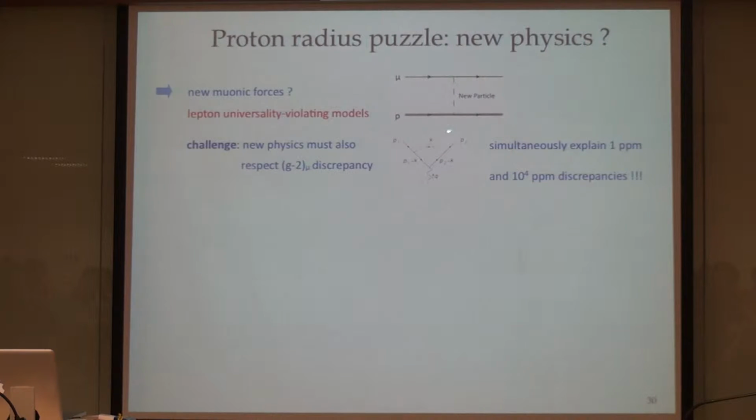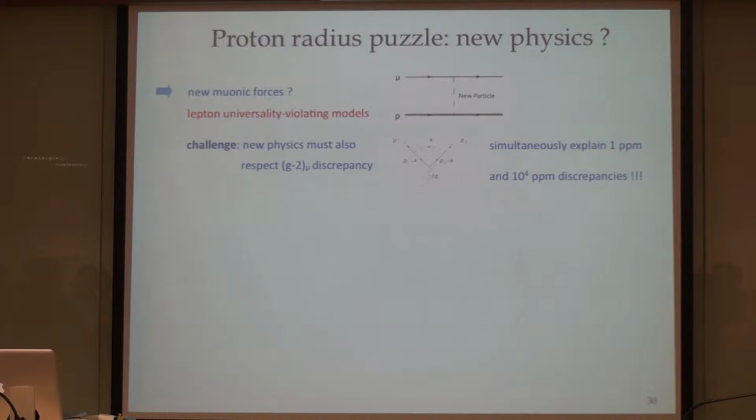You just introduce a particle with a heavy mass. Instead of the 1 over r potential, you have e to the minus mu r divided by r, and you calculate the effect on the hydrogen spectrum. The discrepancy is 1% roughly on the proton radius, as we have seen. This is 10 to the 4th ppm. So with the same couplings, you need to explain a 1 ppm effect here and a 10 to the 4th ppm effect here.